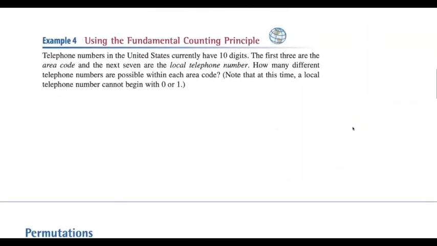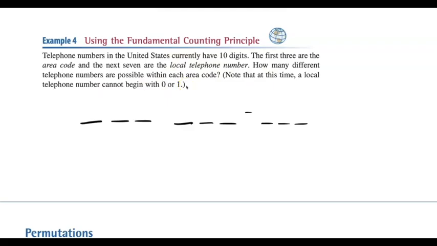Another example. Telephone numbers in the United States currently have 10 digits. The first 3 are area code, and the next 7 are local telephone number. How many different telephone numbers are possible within each area code? Now, at this time, a local telephone number cannot begin with 0 or 1. Okay, we have the first 3 are the area code, and the next 7 are your local numbers. Now, at this time, a local telephone number cannot begin with 0 or 1.